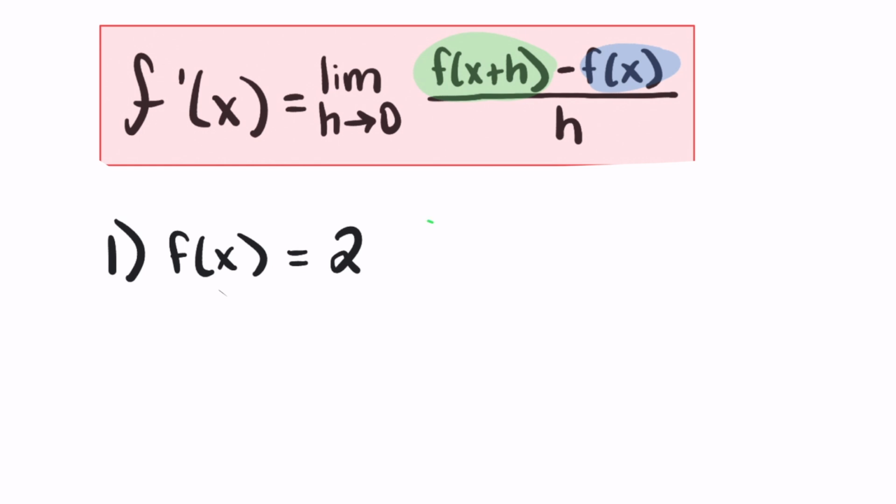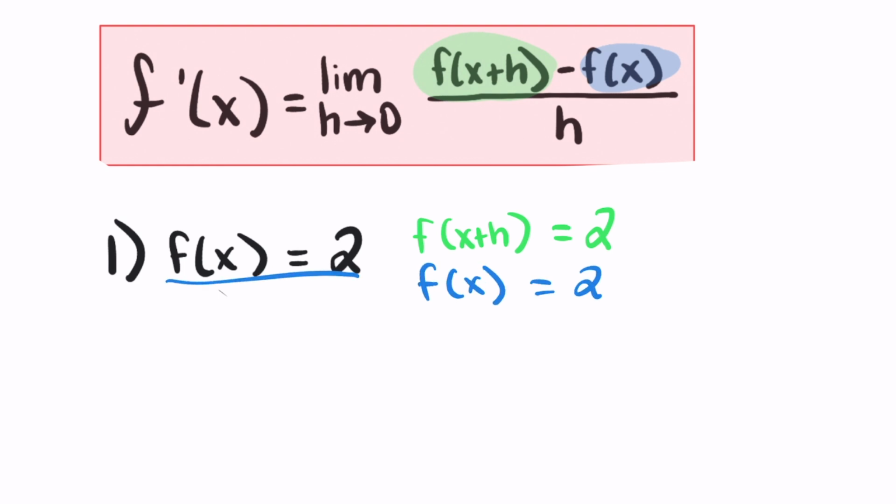So when they say f of x plus h, they really just mean out of this formula f, everywhere you see an x on this side of the equation, we're replacing the x with x plus h. But in this case, there's no x's on the right side of the equation, so f of x plus h simply equals 2. And f of x is always given as the problem statement, which also equals 2.